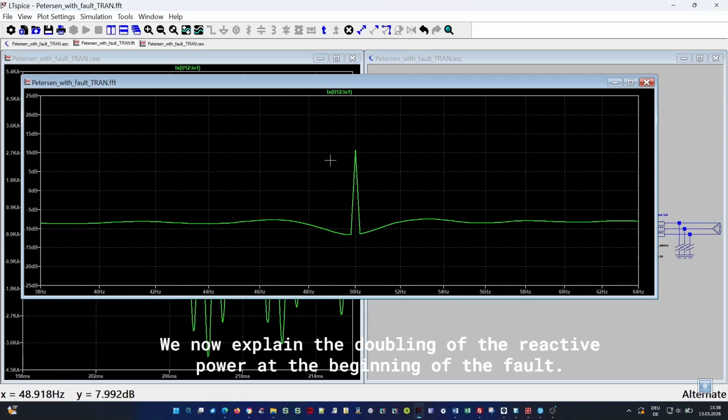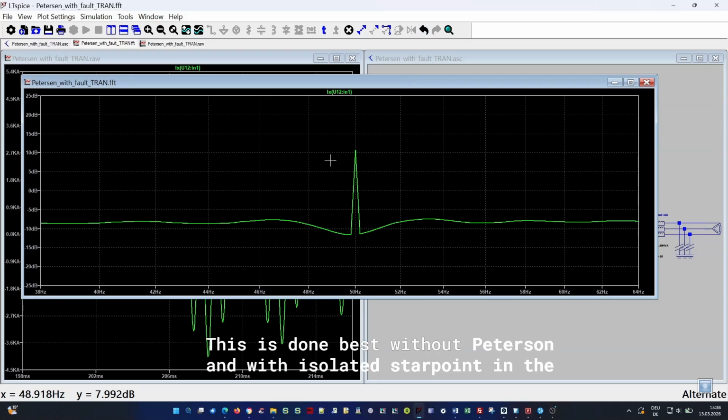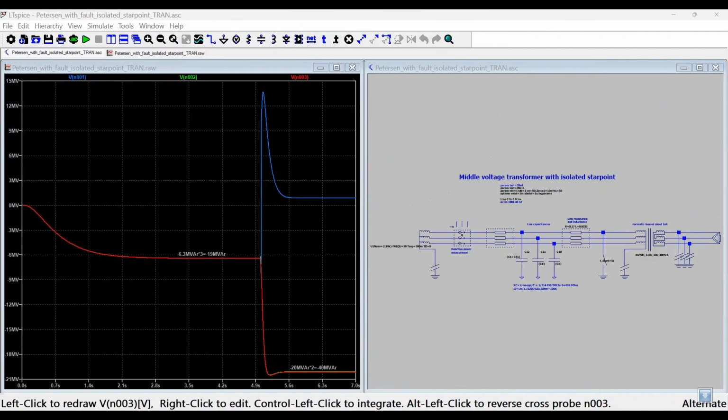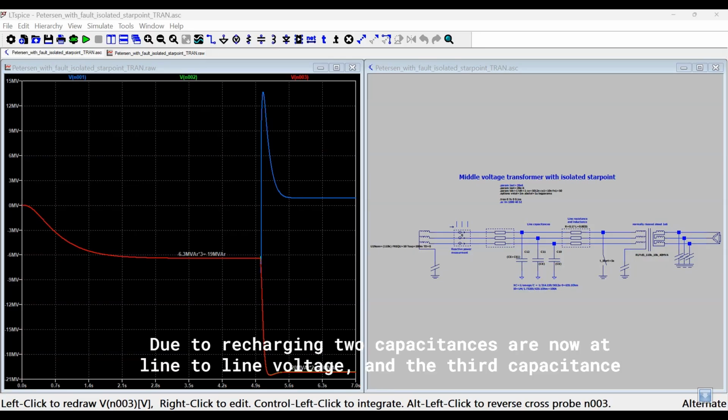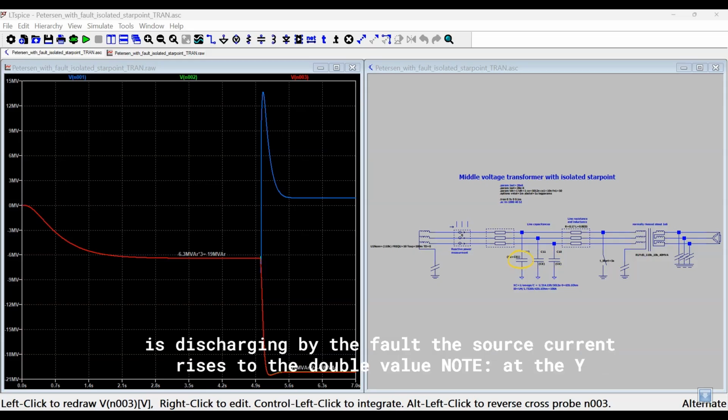We now explain the doubling of the reactive power at the beginning of the fault. This is done best without Petersen and with isolated star point in the file Petersen with fault isolated star point tran or Petersen with fault isolated star point AC. Due to recharging, two capacitances are now at line-to-line voltage, and the third capacitance is discharging by the fault. The source current rises to the double value.